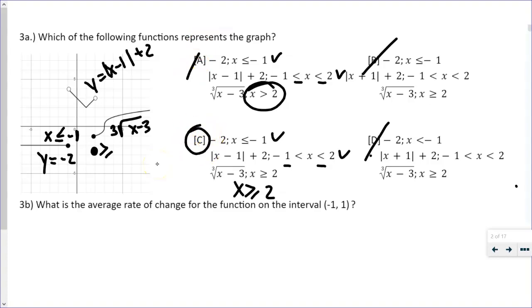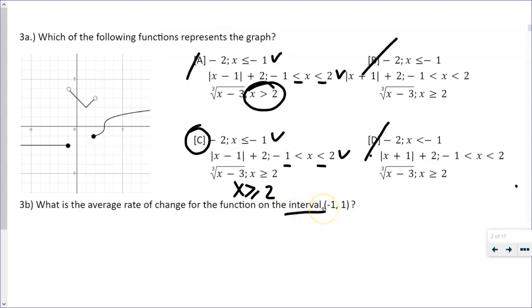The correct answer is C. Now, part B says, what is the average rate of change for the function on the interval of negative 1 and 1? Again, a reminder, rate of change represents a slope. So let's find the interval. Interval, we always read it on the x-axis. Even if it's looking like a point, it should be in the brackets, okay?